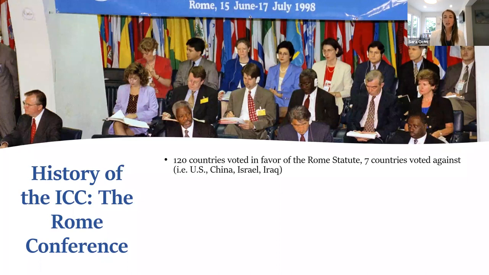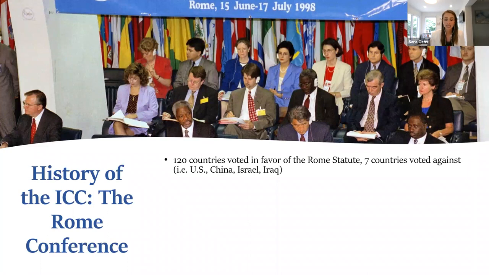So despite those no votes, a bunch of these countries, the ones that voted in favor of the Rome Statute, went back home. After signing the statute, they ratified it, they implemented it into their domestic legislation. And in July 2002, with the 60th state to ratify the Rome Statute and incorporate it into their domestic law, the ICC officially became the first international criminal court.